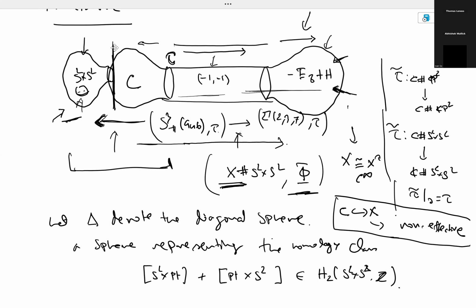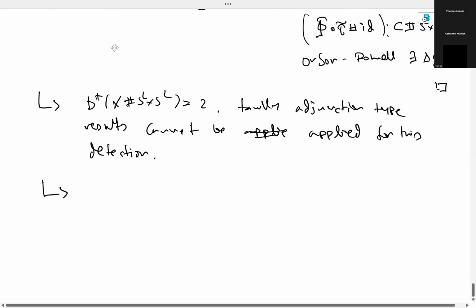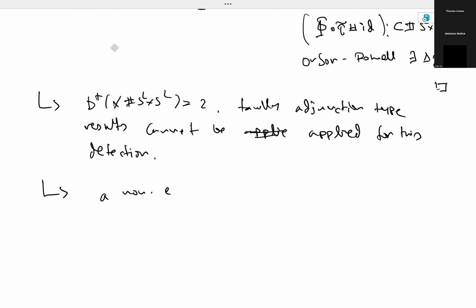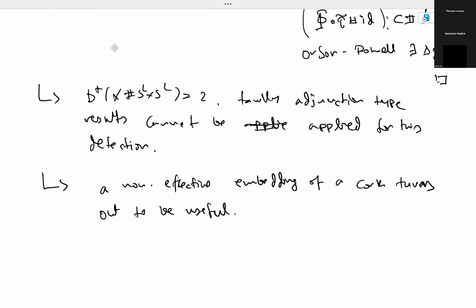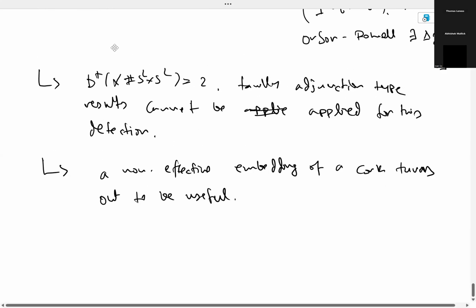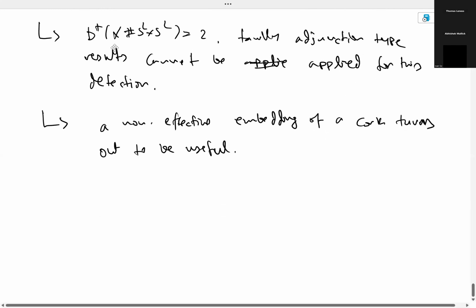To my knowledge, since the cork was first found in the 1990s, the understanding of why corks are useful is the first thing that we wrote down in the first chapter: corks are useful because they detect exotic smooth structure. To my knowledge, this is the first instance where a non-effective embedding of a cork turns out to be useful. So in particular, there are uses of corks even in situations where it does not change the smooth structure. We already saw there are uses of the cork where it does change the smooth structure. Apart from changing the smooth structure, it detects exotic surfaces. We saw an example in the very beginning of the exotic surfaces chapter. But it turns out that a non-effective embedding of corks can still be very useful. I found this very interesting.